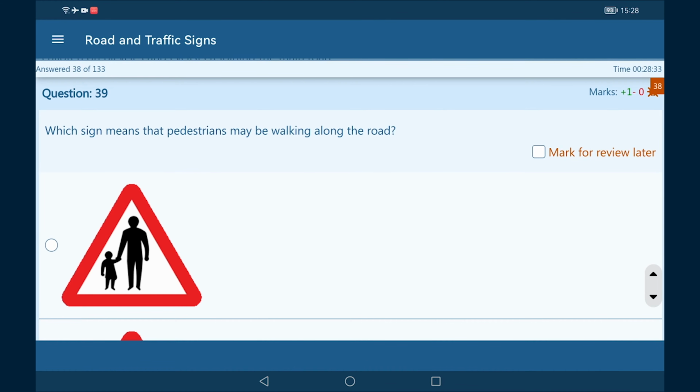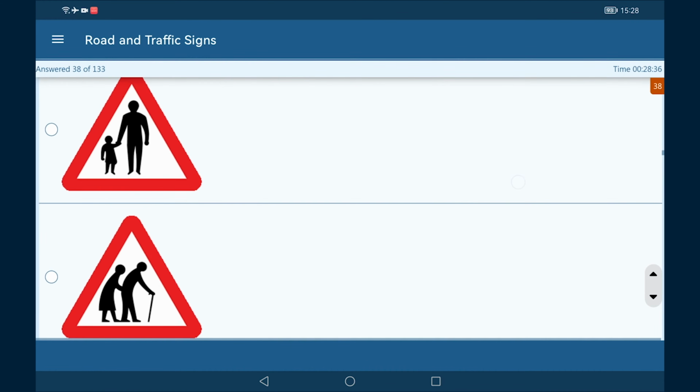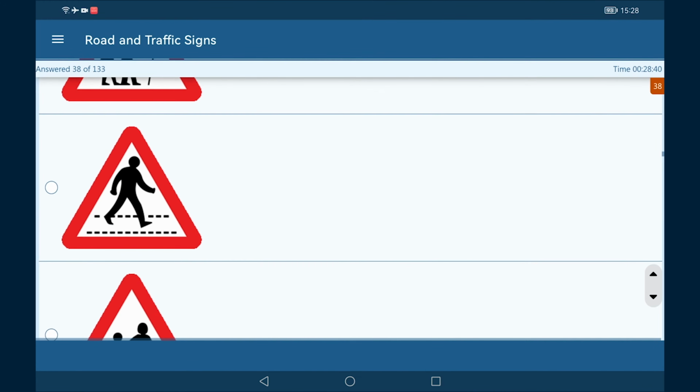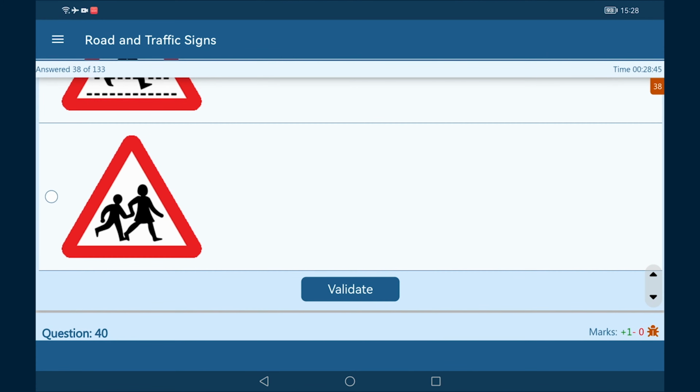Option 1, image. Option 2, image. Option 3, image. Option 4, image. The correct answer is option 1, image.